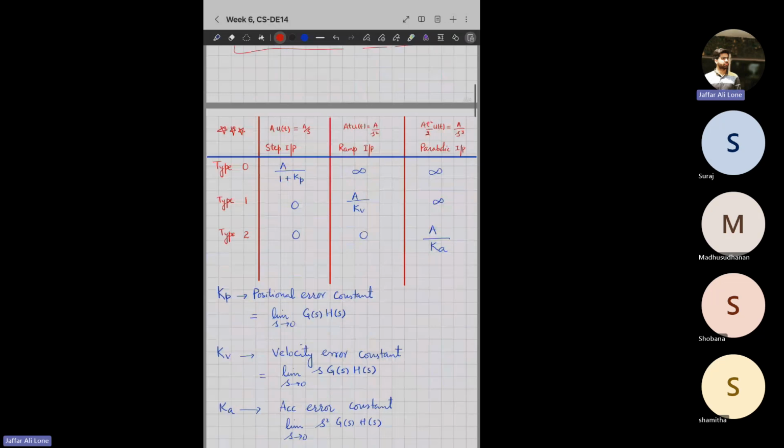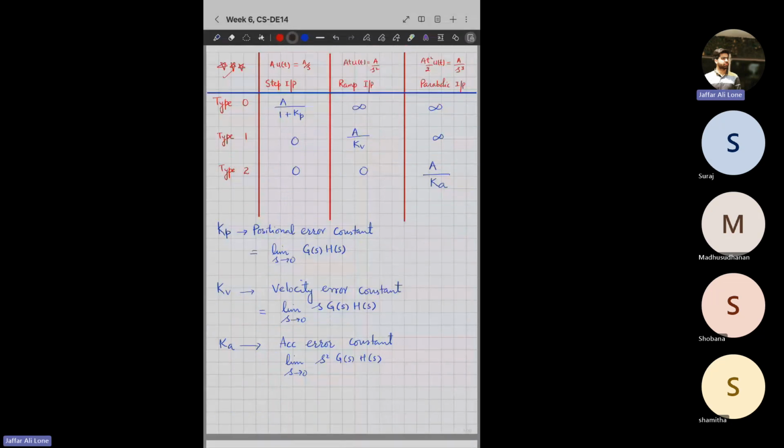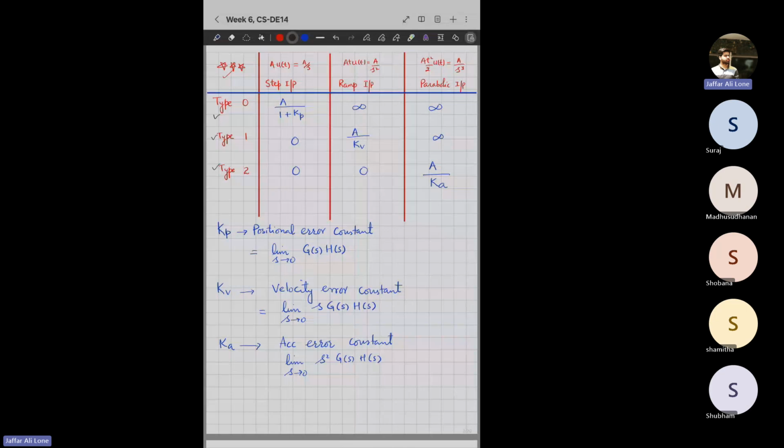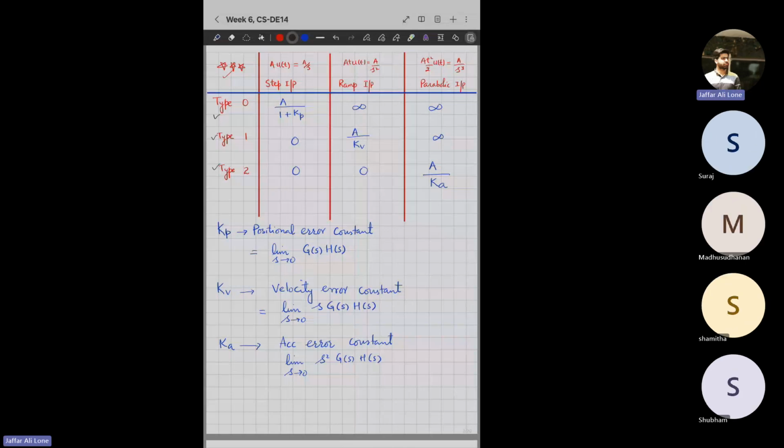So what is this table all about? I'll just explain. See, I have type 0 system, type 1 system, and type 2 system. I told you the steady state error varies. It actually depends on the type of the system. On one side I have the type of the system, and on the other side I have different inputs. So the steady state error depends on the nature of inputs as well, and it depends on the type of system. That's why I have different inputs here.